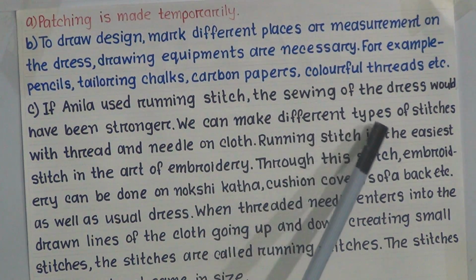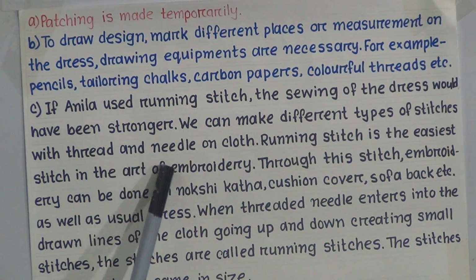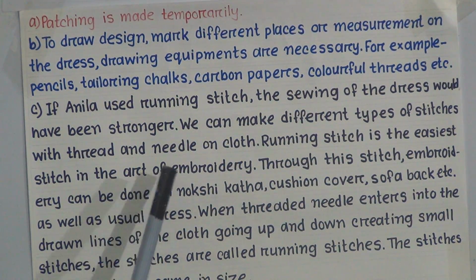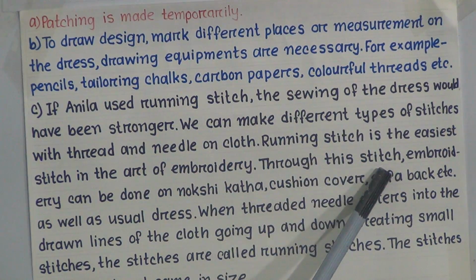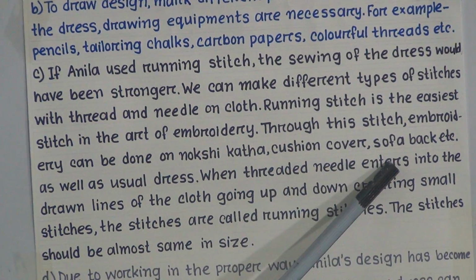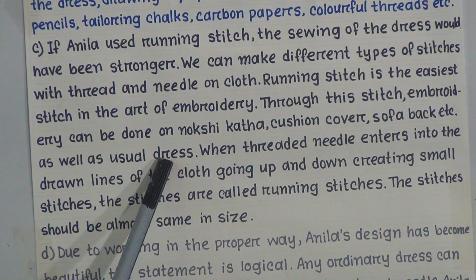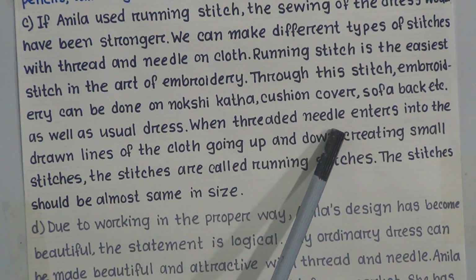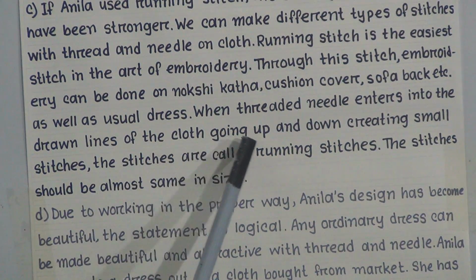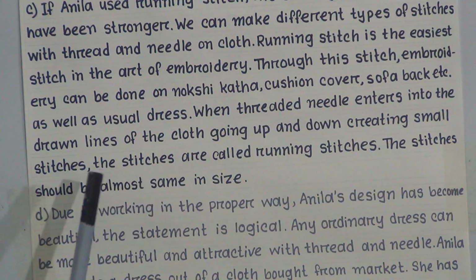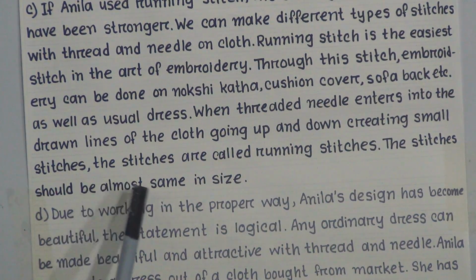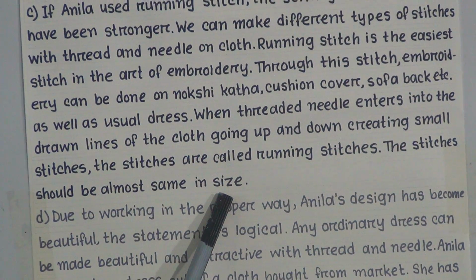We can make different types of stitches with thread and needle on cloth. Running stitch is the easiest stitch in the art of embroidery. Through this stitch, embroidery can be done on noshikata, cushion covers, sofa backs, etc., as well as usual dresses. When a threaded needle enters the drawn lines of the cloth, going up and down, it creates small stitches. These are called running stitches. The stitches should be almost the same in size.